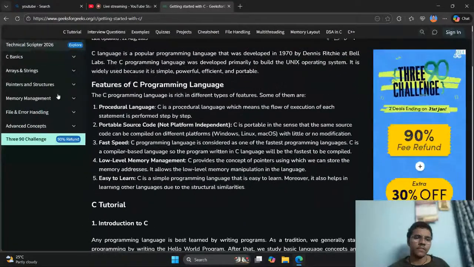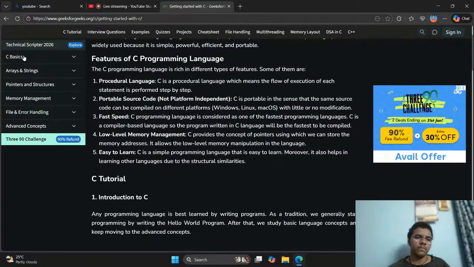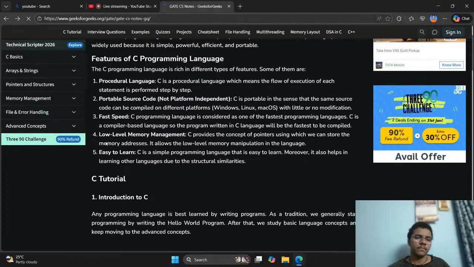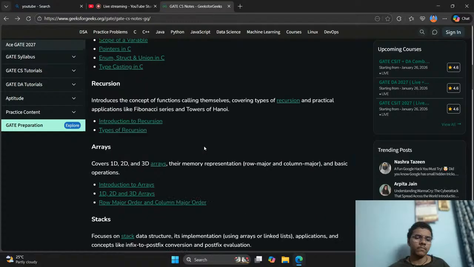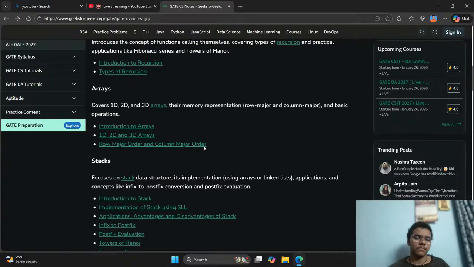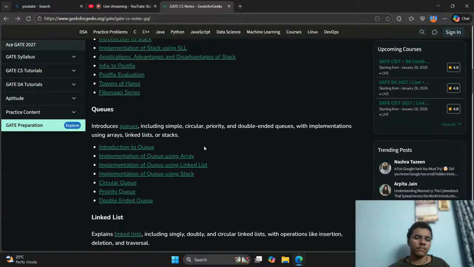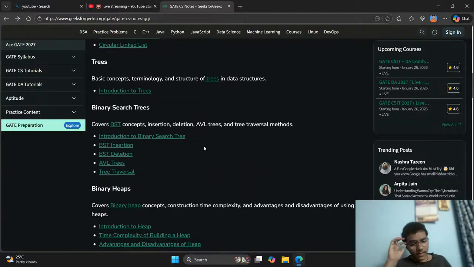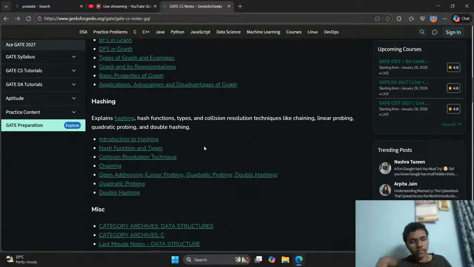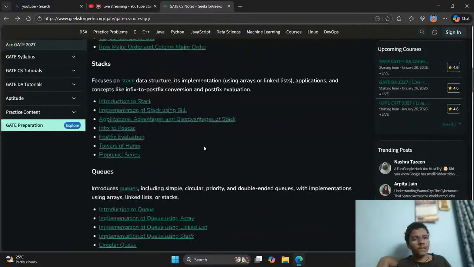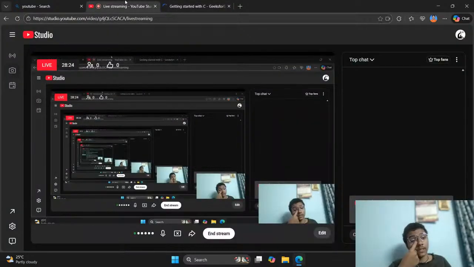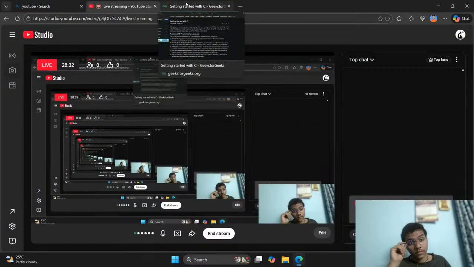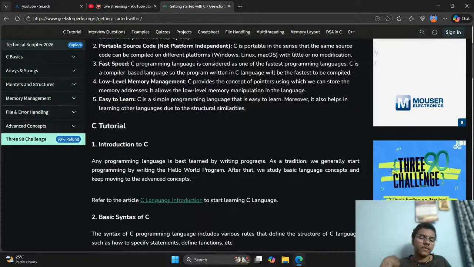Basics of file handling in C. All right. I think we should be able to complete this programming and data structures in this class, in this session today. If we really want to do it, we can do it, right?